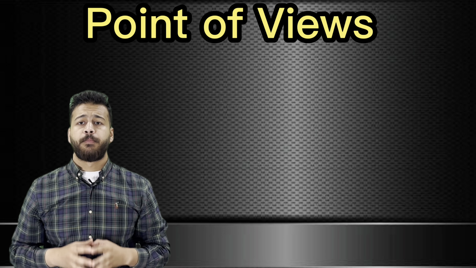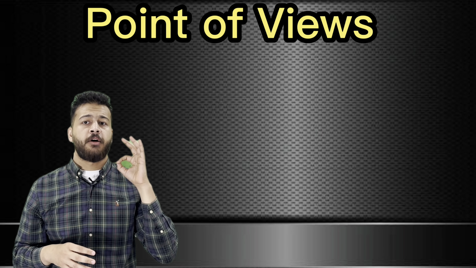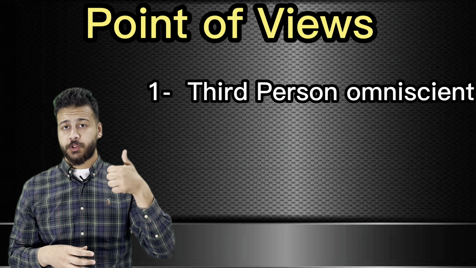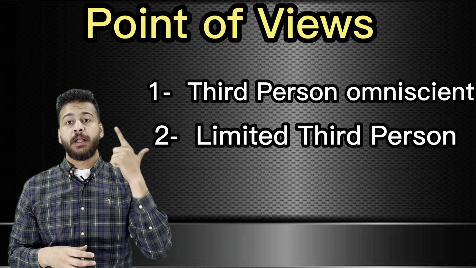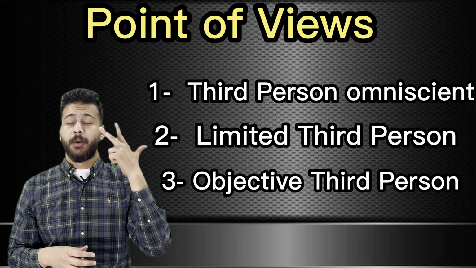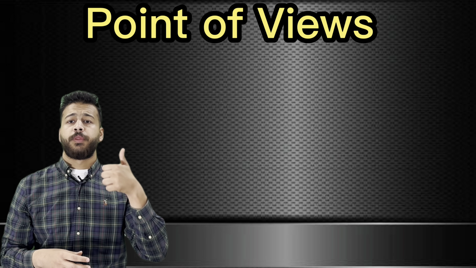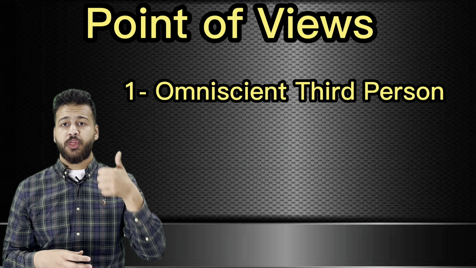For the third person point of view, we have 3 types of third person. Number 1, we have omniscient third person. Number 2, we have limited third person. Number 3, we have objective third person. Let's start with number 1, which is the omniscient third person.